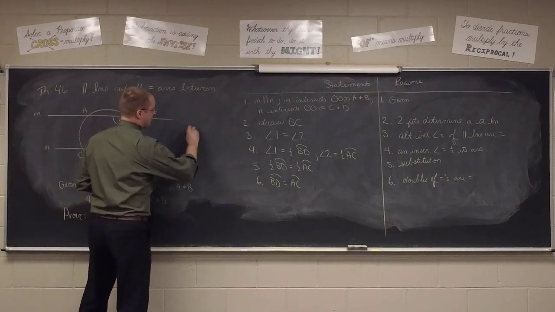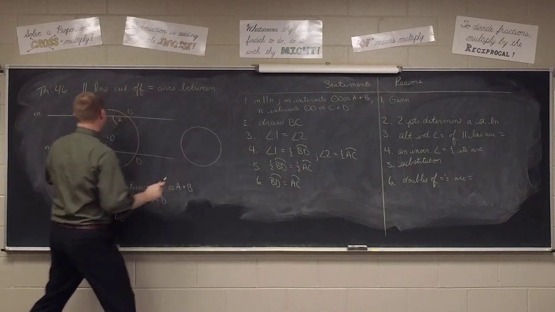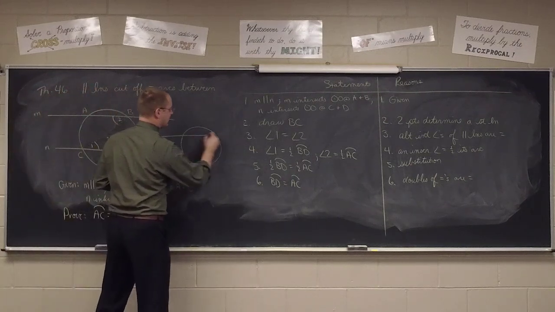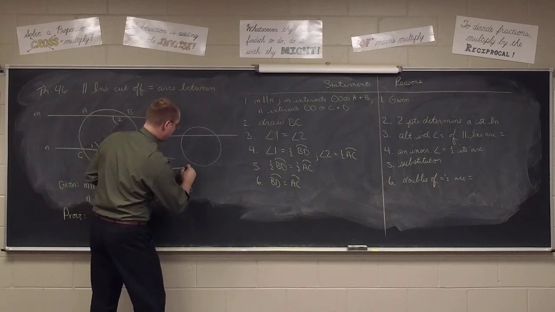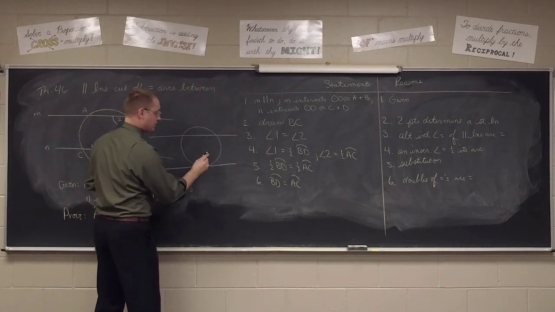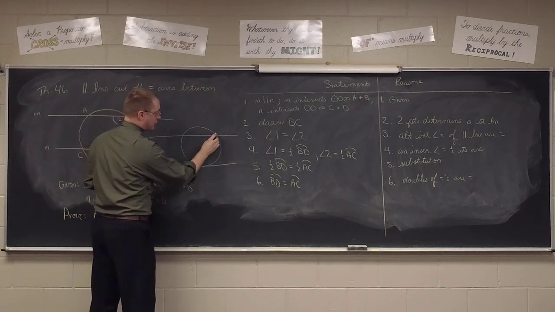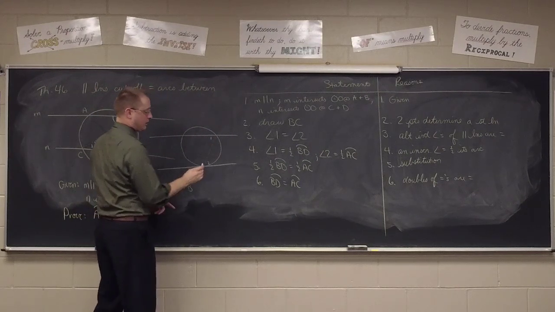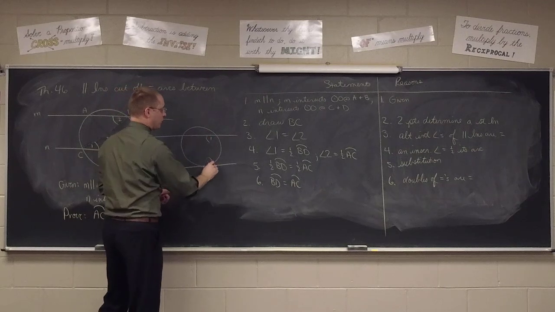The other thought would be this. Well, what if, instead of two parallel secants, what if you had a secant and a parallel tangent? Well, much the same idea. You could draw a line to the point of tangency, call this angle 1, call this angle 2. We know that angle 1 and angle 2 are equal.